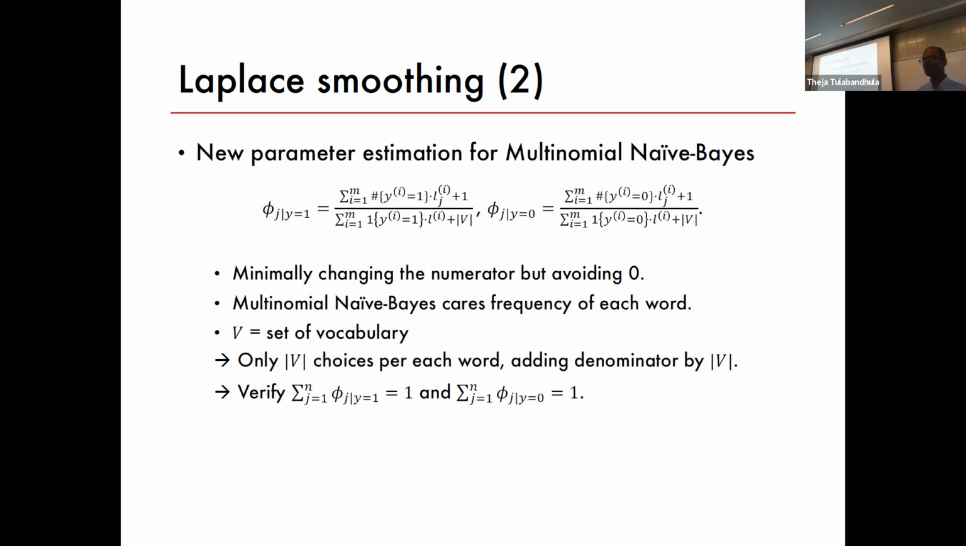Any questions here? So nothing changed. We just lifted the probabilities such that they're away from 0. That's Laplace smoothing.